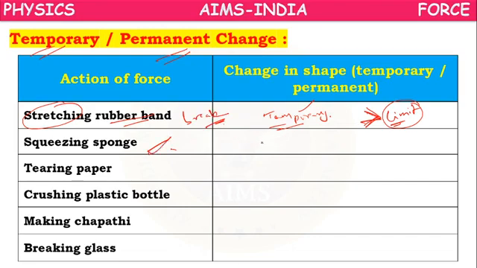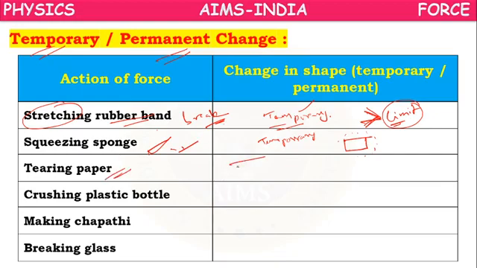Or squeezing the sponge. It's a temporary change. While washing the car, what will we do? We will dip the sponge in soapy water, and we can wash the car. While washing, we can squeeze it, but after some time, it will come back to the original position. So it's a temporary change.